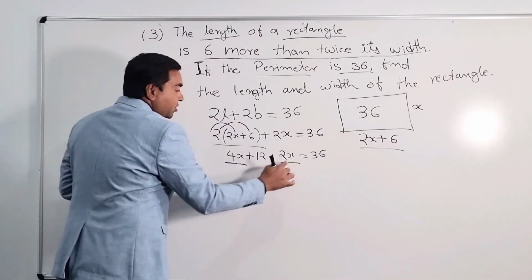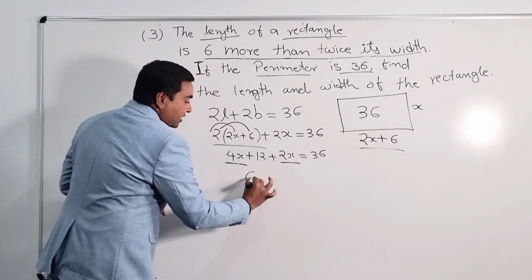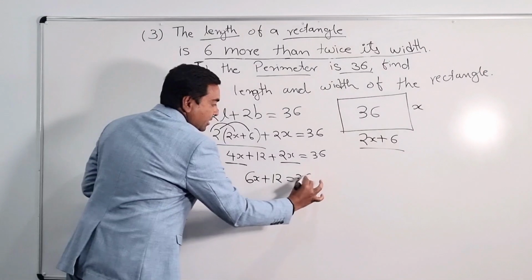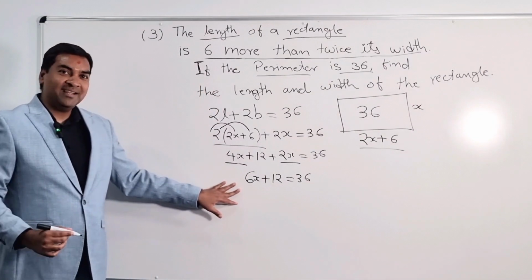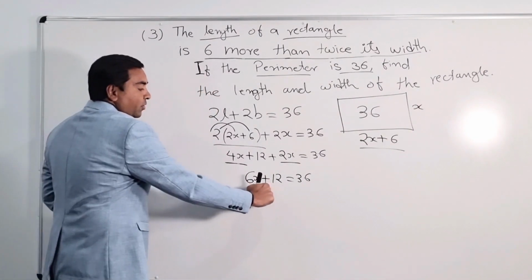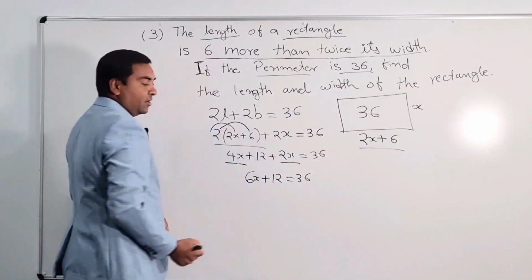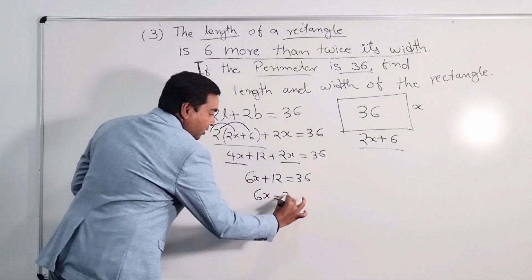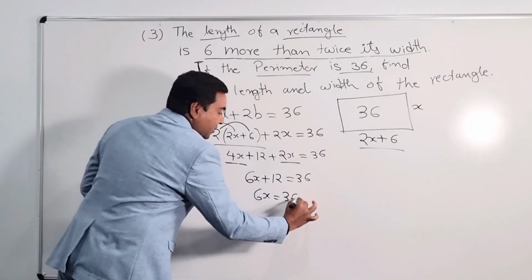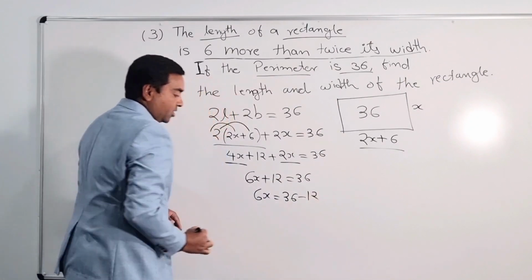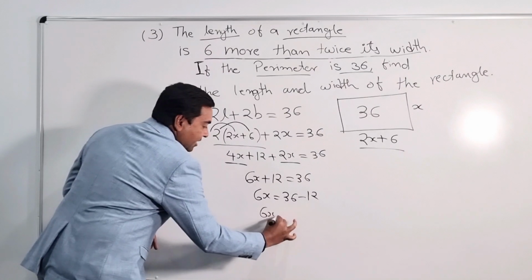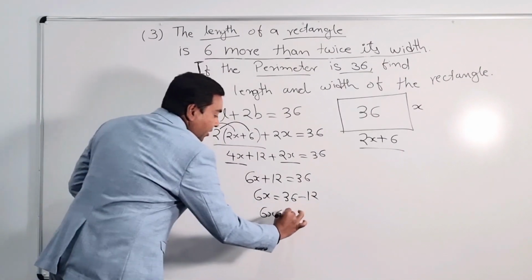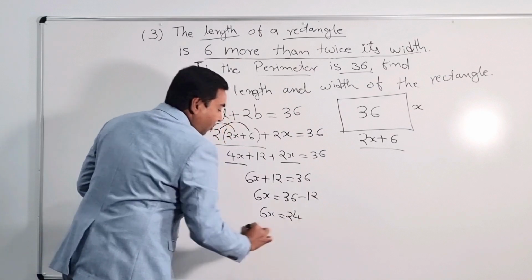So 4x plus 2x, which is going to be 6x plus 12 equal to 36. Now it looks a bit easier, yeah? So plus 12 going the other side becomes minus 12. So 6x equal to 36 minus 12, which is going to be 24.